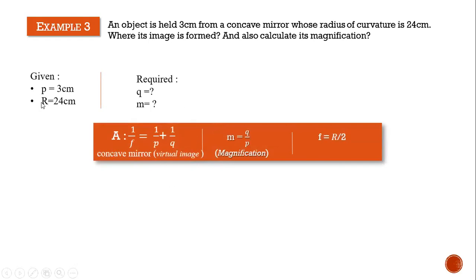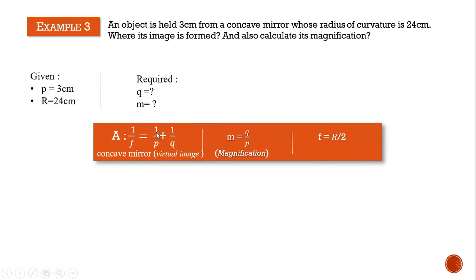Now again, there is no focal length given, but I know the relation f = r/2, so I can easily find the focal length by applying this. So first I have to apply this to find the focal length. Then I am going to put it in the mirror formula to find the image distance.